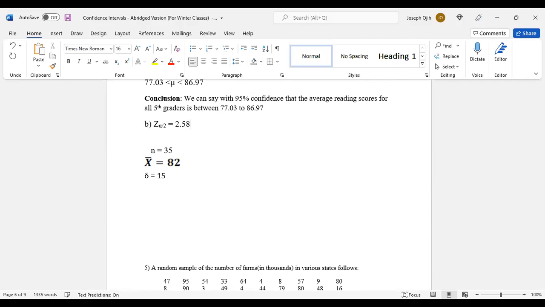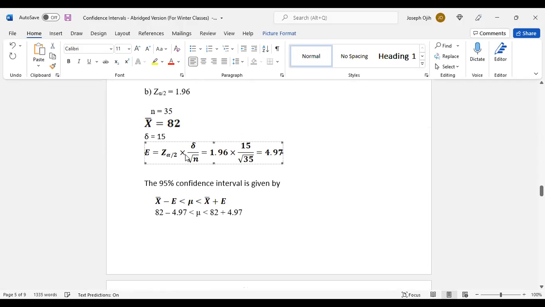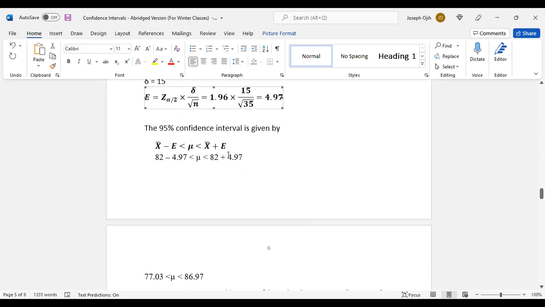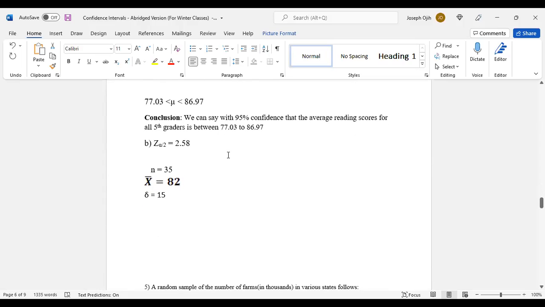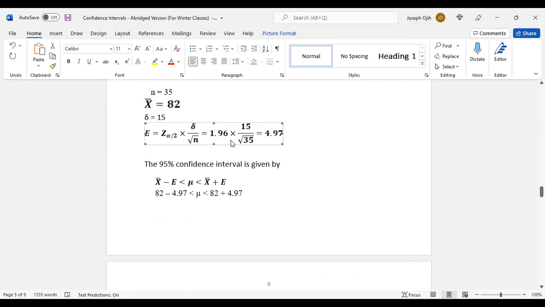Now, the sample size is still the same because they selected 35 fifth graders. The sample mean is still the same. The sample standard deviation is still the same. So let us calculate the error margin. For the error margin, we use this formula here. What we change is the critical value. Our critical value again is 2.58. Z alpha over 2 is 2.58. So I'll copy this and just change it to 2.58.